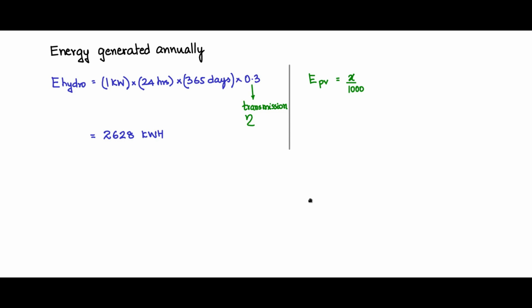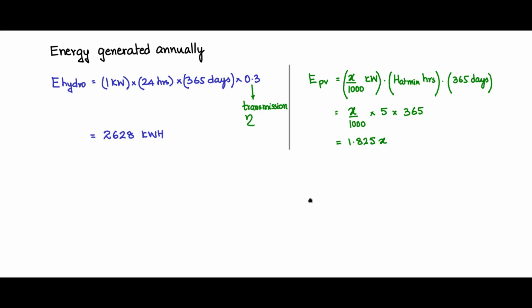Now for the PV plant, EPV, we know X watt is the rating. So X by 1000 kilowatt into the minimum hours of operation, 5, into 365 days, which is 1.825 X, X being the rating in wattage. So this will be the energy generated by PV.